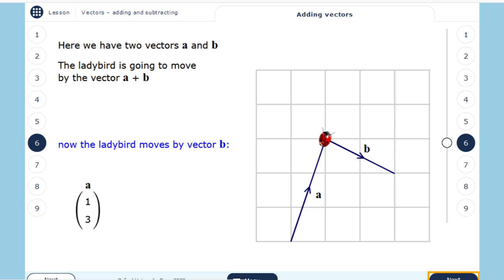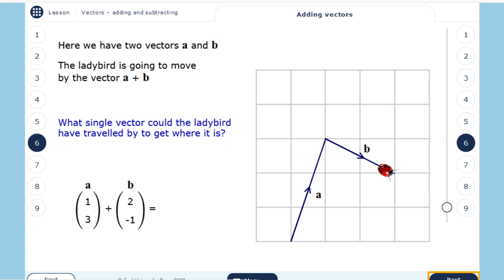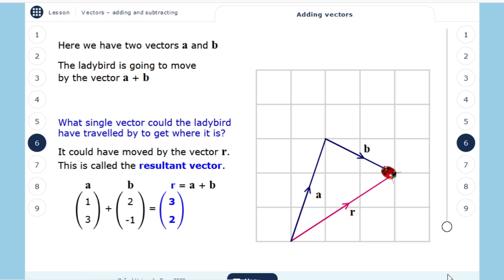Now the ladybird moves by the vector B, which is 2 right, 1 down. What single vector could the ladybird have traveled by to get to where it is? R, which is (3, 2).